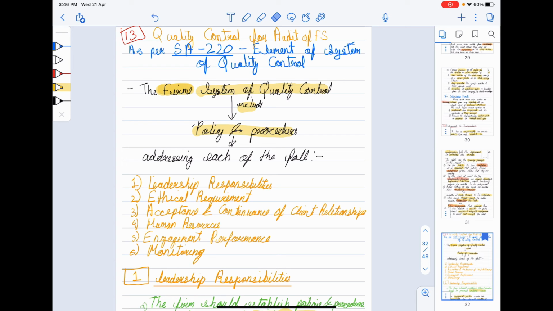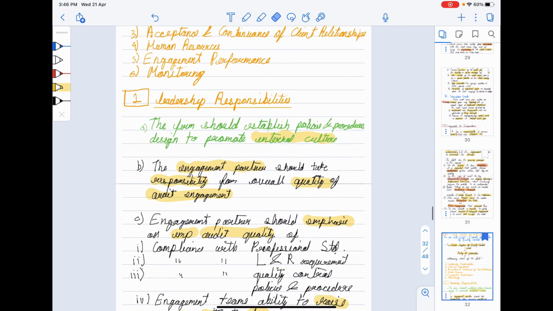What are the points? First one is leadership, second is ethical requirement, third is acceptance and continuance of relationship, fourth is human resources, fifth is engagement performance, and sixth is monitoring. Once again, first one is leadership requirement, second is ethical requirement, third is acceptance and continuance of client relationship, fourth is human resources, fifth is engagement performance, and last one is monitoring.